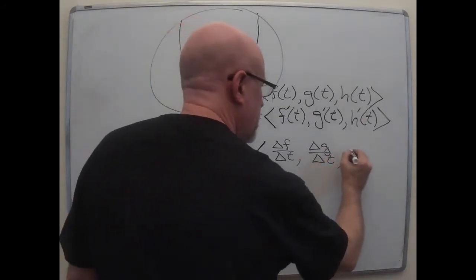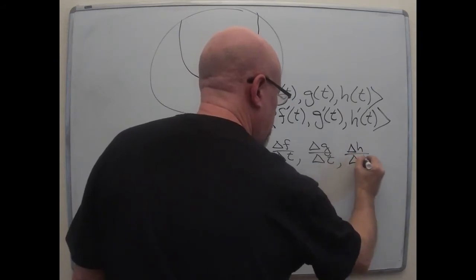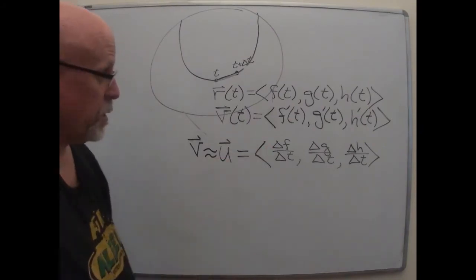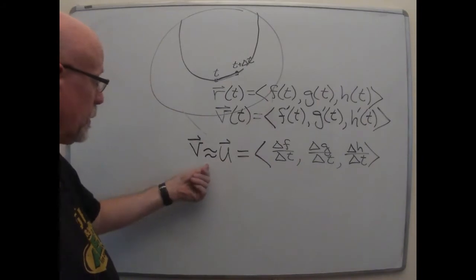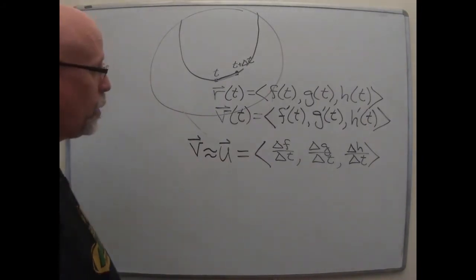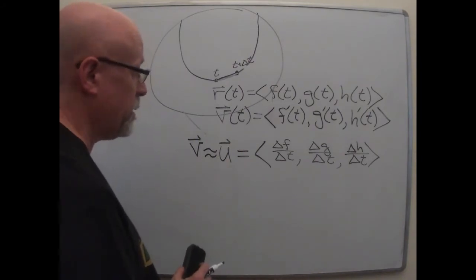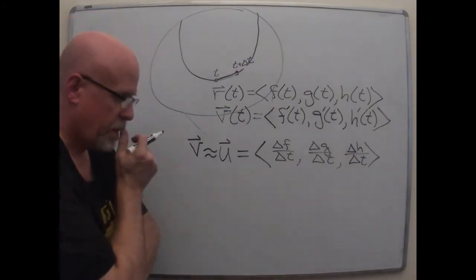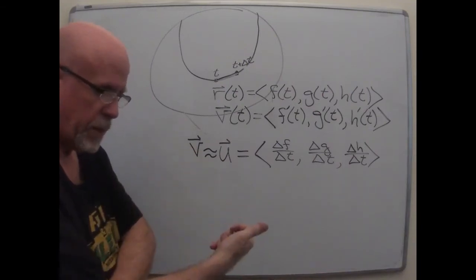And same thing, delta h over delta t. So how long is this u? And as we let delta t get smaller and smaller, the u literally turns into the v. Well, its length is sort of interesting because it depends on what delta t is. This thing's a velocity vector, and we need to think for a second about how you get distance traveled if you know what velocity is.